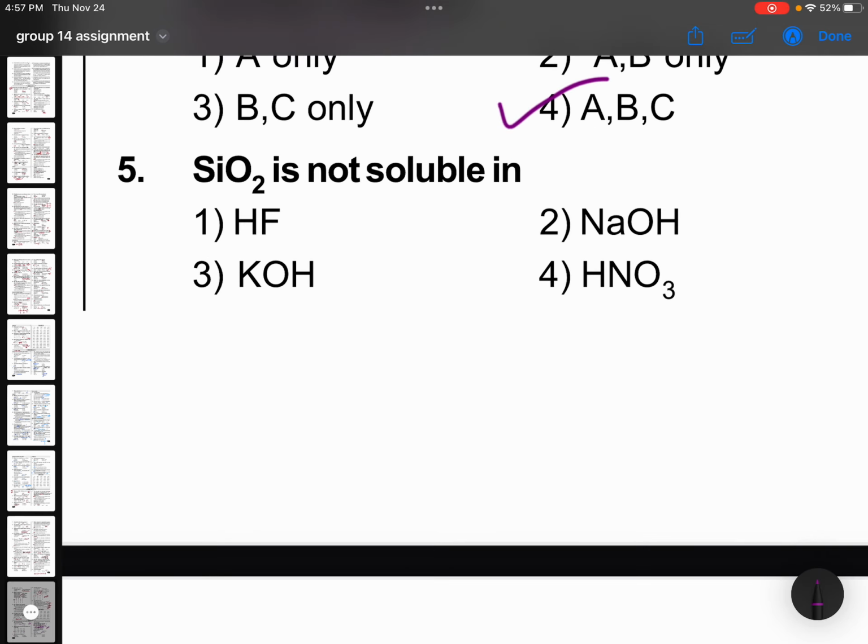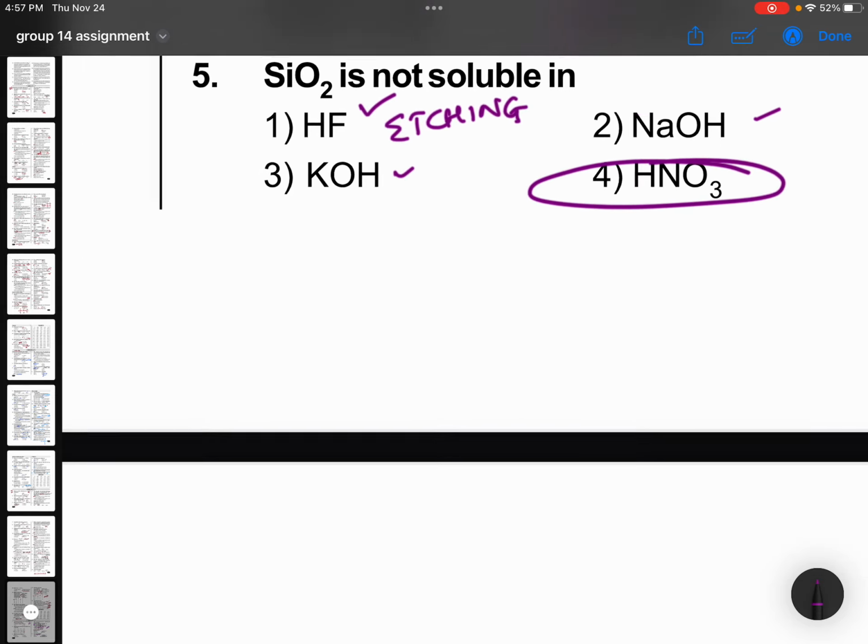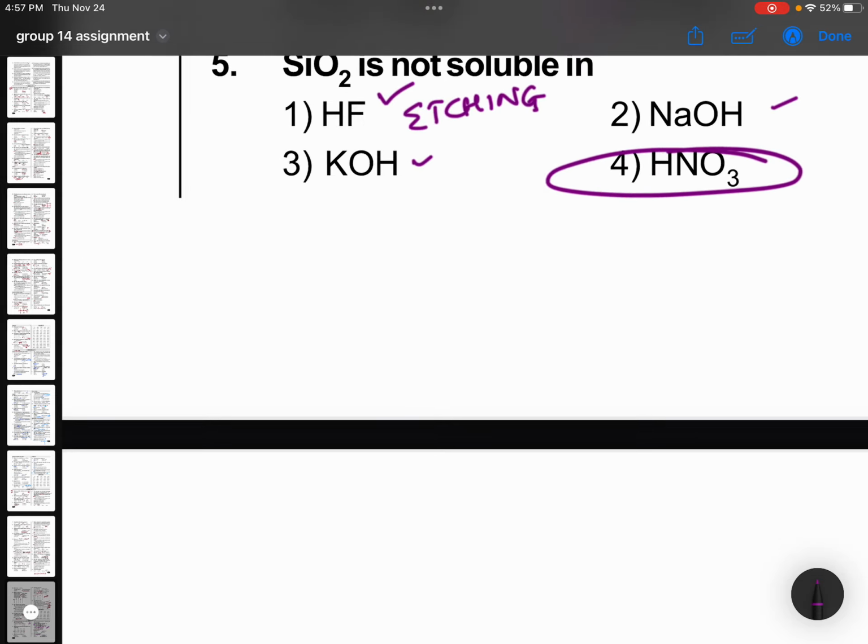When you solve these, you can remember easily: SiO2 is not soluble in HNO3. It reacts with HF, etching of glass. With these two, it can react because SiO2 is acidic in nature, so it can be dissolved in bases.